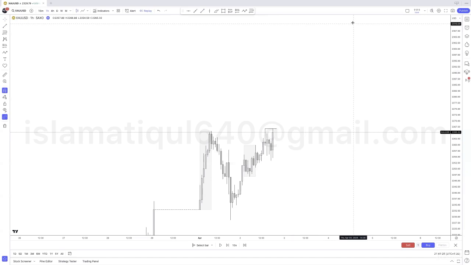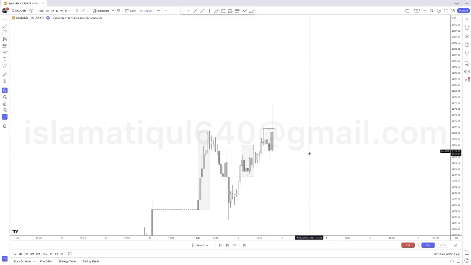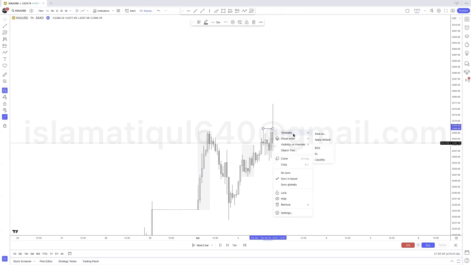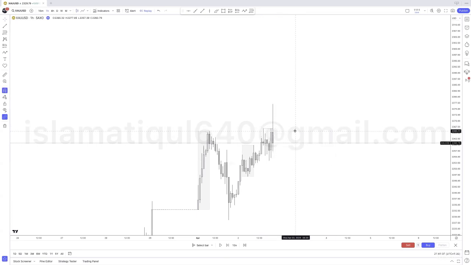Only if they give you a body closing above that high. But did that happen here? No. What happened was just a stop hunt. They just manipulated that high. They took off the liquidity that was resting above that high. So now liquidity comes into play.